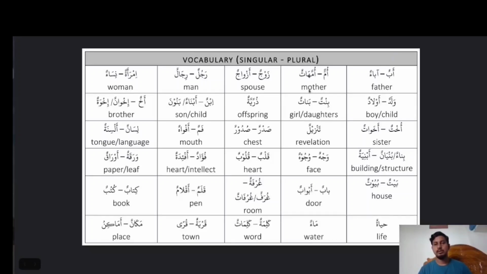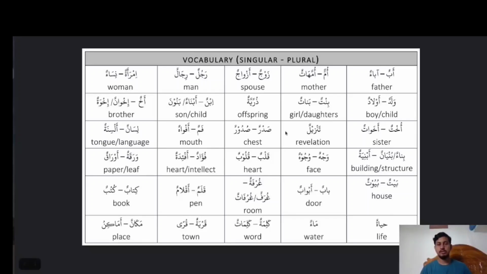Ummun, ummahatun, mother. Jauzun, azwajun, spouse. Rajulun, rijalun, man. Imratun, nisaun, woman. Waladun, awladun, boy or child. Bintun, binatun, girl, daughters. Zurriyatun, offspring. Ibnun, abnaun, banuna, son or child. Akhun, ikhwanun, ikhwatun, brother. Ukhtun, akhawatun, sister.